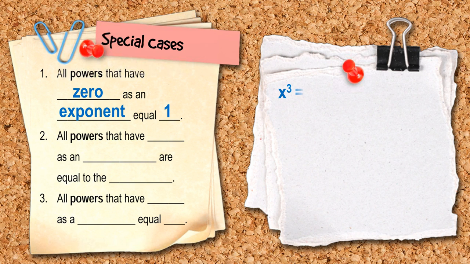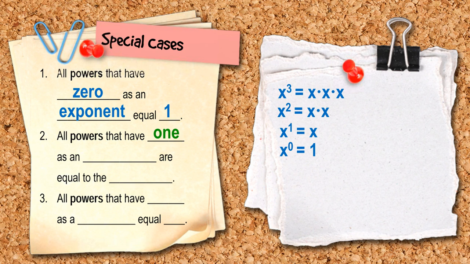So let's take x to the third, for example. My base is x, my exponent is 3, so I'm multiplying x by itself 3 times. If I look at x squared, or x to the second power, that's x times itself 2 times. To go from 3 x's multiplied together to 2 x's multiplied together, we had to divide by x. Likewise, if we went from 2 to 1, we'd have to divide by x again. If I divide x by x, I'm going to get 1. Anything divided by itself equals 1.